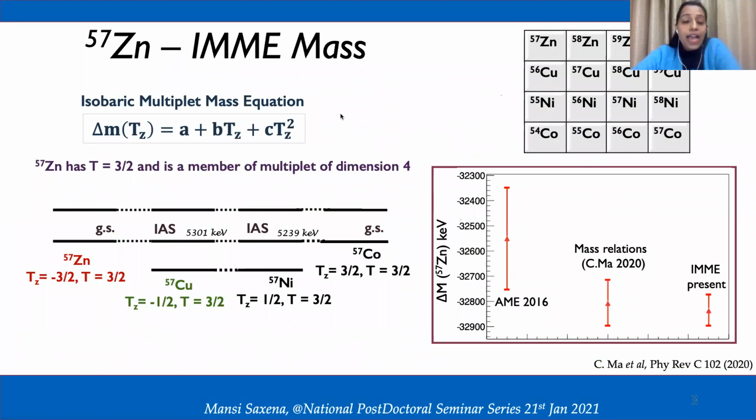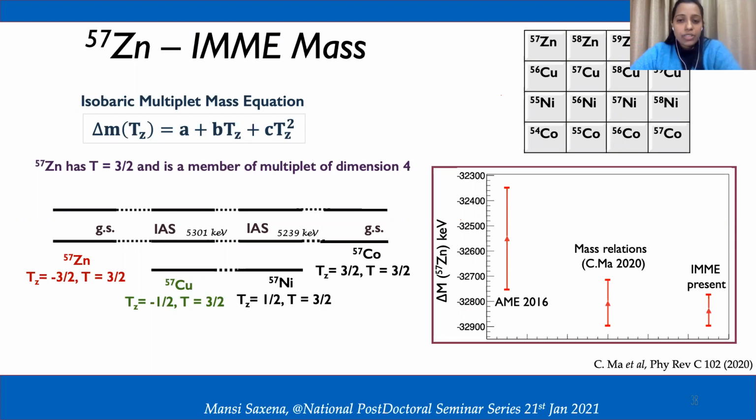So now, as 57 zinc, I said, has isospin equal to 3/2, it forms a member of the isobaric multiplet having a dimension equal to 4. Now, the analogous energy states having the same isospin should also have the same mass excess value. However, the electrostatic effects perturb the energies of these nuclear analog states, hence breaking this degeneracy. Now, in the first order, the mass excess as a function of the isospin follows this quadratic equation.